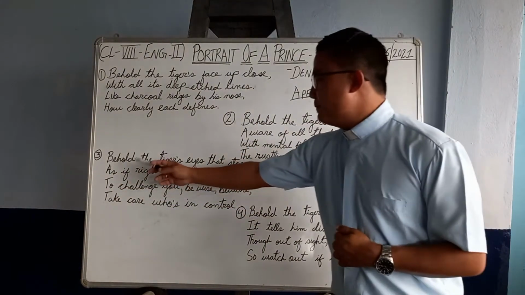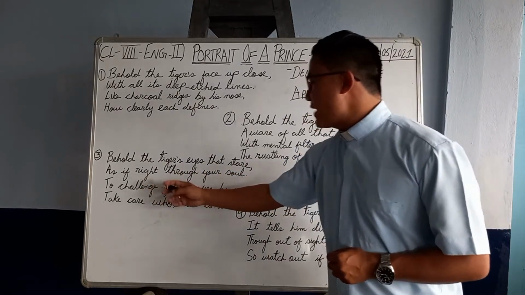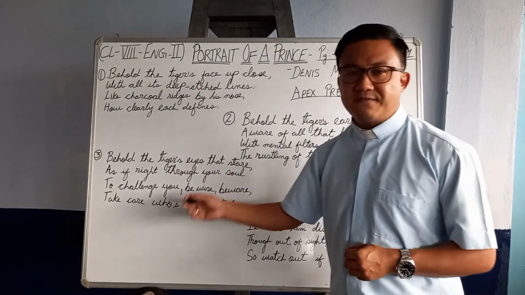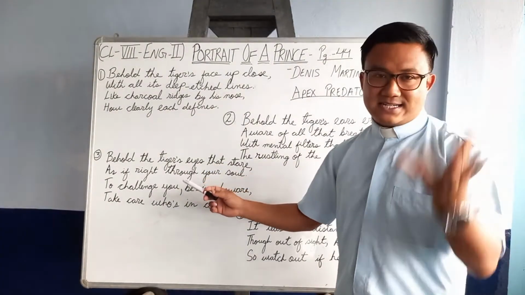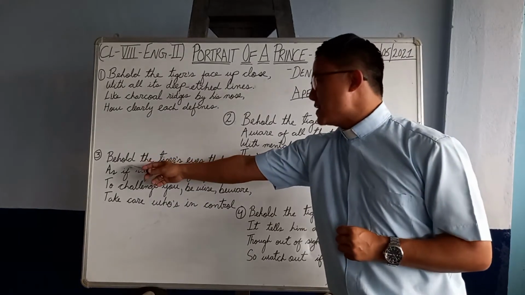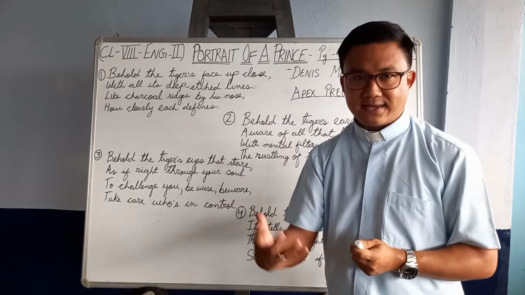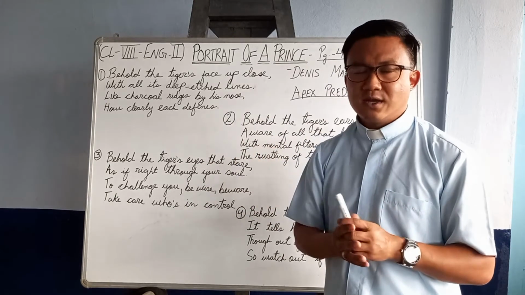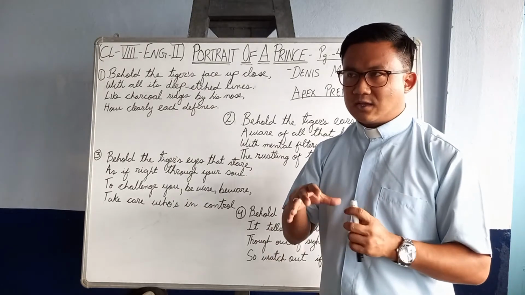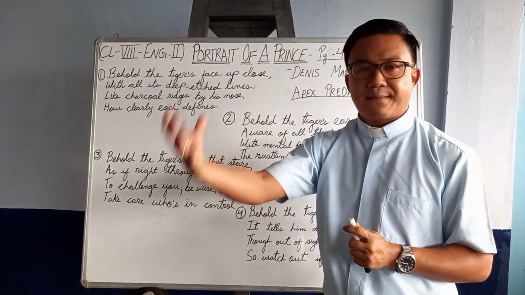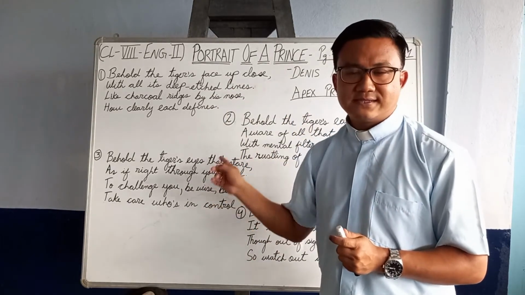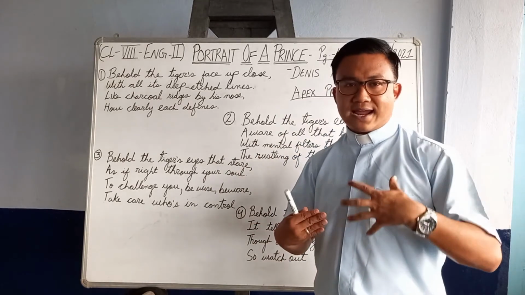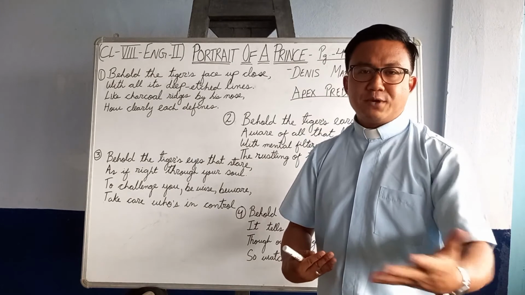Now we have the third paragraph. Behold, the tiger's eyes that stare as if right through your soul, to challenge you, be wise, beware, take care who is in control. Now in the third paragraph, the poet speaks about the sense of sight, seeing of the tiger. Look, behold means look at the tiger's eyes that stare so deeply, so sharply, so attentively. I'm sure you must have seen on TV that when the tiger looks at its prey, the way it stares at the prey, the deer or rabbit or anything, a very deep stare a tiger gives. As if right through your soul, as if it's not only looking at your outer, physical body, but staring into you, into the soul, beyond your physical appearance.